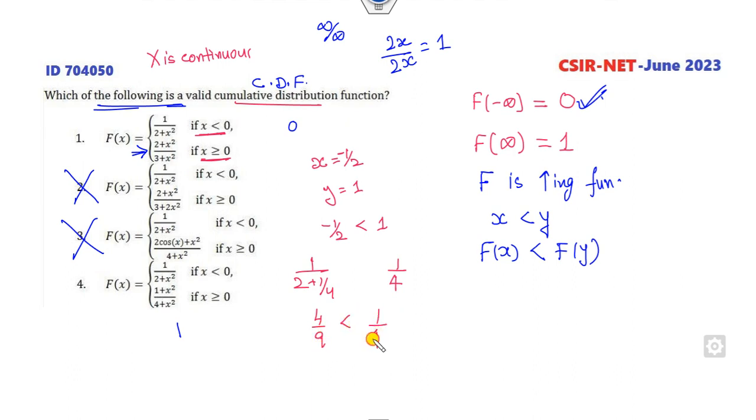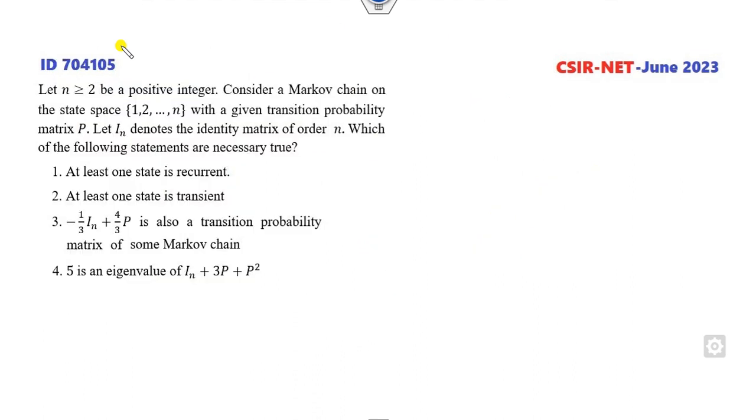Is it less than 4? No. So this option is cancelled. Only the left option is there, which is the right answer of this example. So I hope now it's clear to all of you. Okay, now look at the second example.